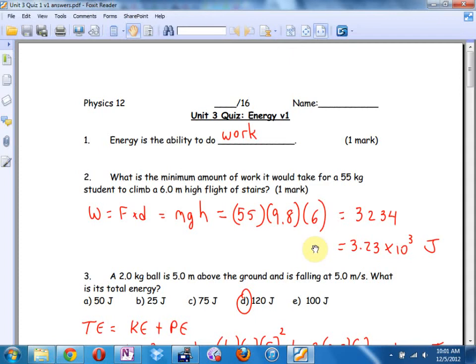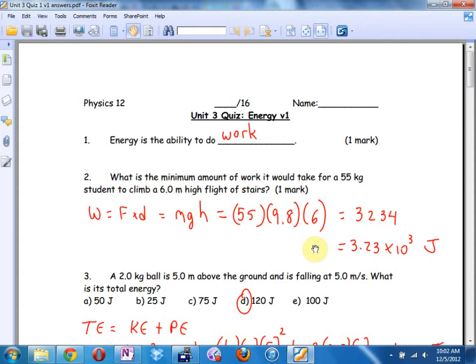Number 3, a 2-kilogram ball is 5 meters above the ground and is falling at 5 meters a second. What's its total energy? I haven't asked you this. Total energy, what do you think that would be? I bet you that would be the potential plus the kinetic. And I think I can just add them, Megan, because they're scalars. No vectors, no fancy tip to tail, just add them up.